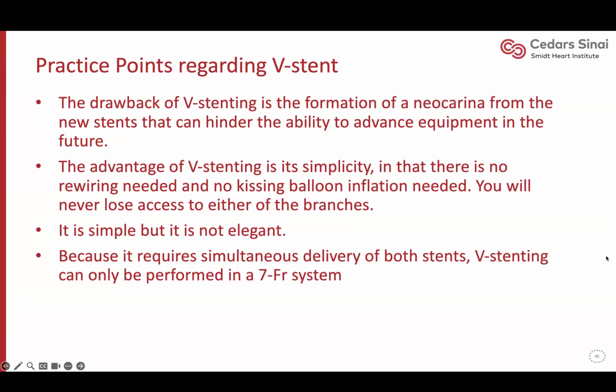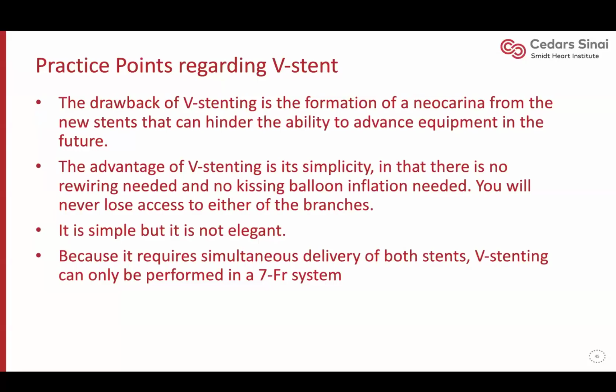I want to talk to you about V-stenting and simultaneous kissing stent. V-stenting, which I'm going to show you in the next slide, is the positioning of two stents for distal disease. The drawback of V-stenting is the formation of a neocarina from the new stents that can hinder the ability to advance equipment in the future. The advantage of V-stenting is its simplicity in that there's no rewiring needed and no kissing balloon inflation needed. We will never lose access to either of the branches. It is simple, but it is not elegant.